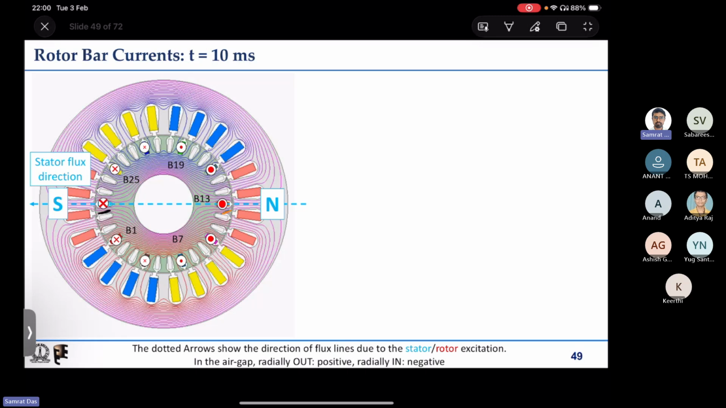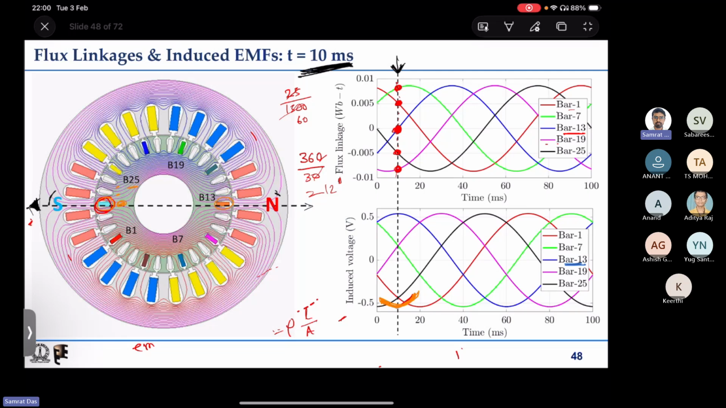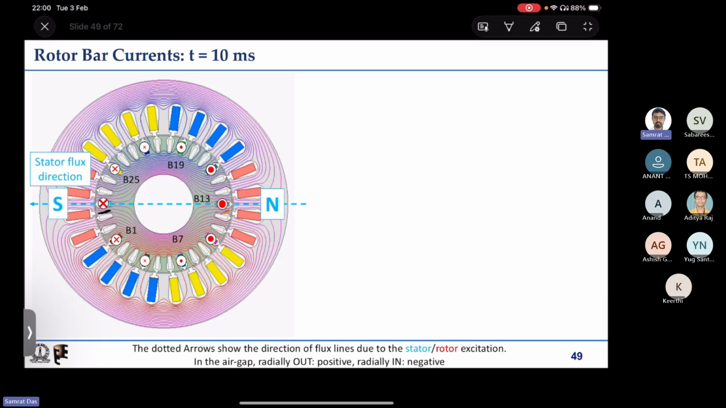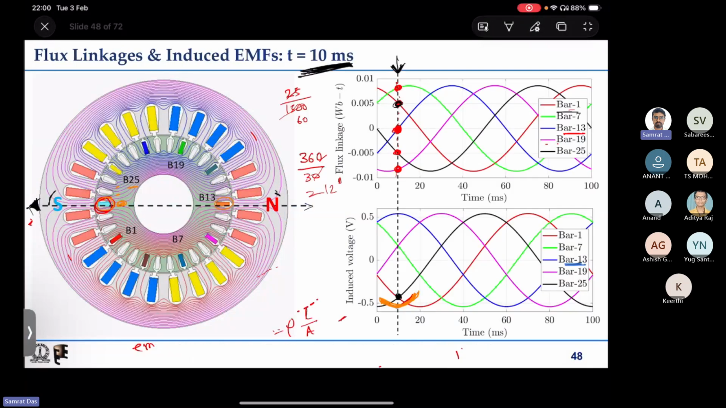Now what about the others? This red one, bar 1, is having some negative induced EMF, and bar 1 and this bar 25 have the same induced EMF but of negative polarity. So for bar 1 and bar 25 I have put the same magnitude cross current, and similarly, 180 degrees opposite to that, I have to put a dot current there.